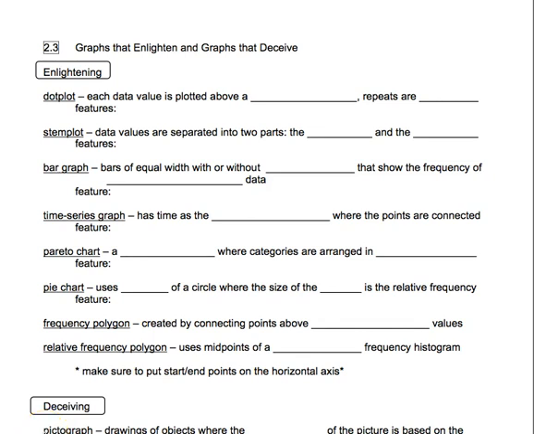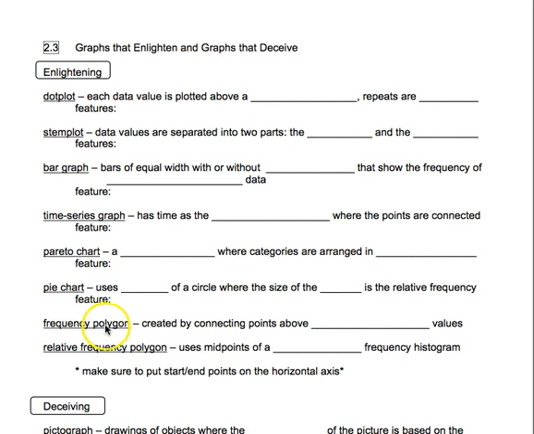Okay, so far we've talked about frequency distributions and histograms. And in this lesson, we are going to touch on tons of other types of graphs. The title of the section is Graphs That Enlighten and Graphs That Deceive. So we're going to go through the enlightening graphs first.